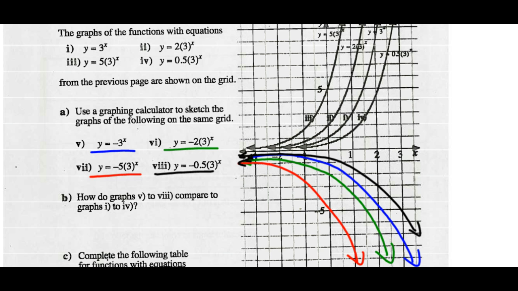So how do the graphs of 5 through 8 compare to the graphs of 1 through 4? Well, quite simply, they're reflections in the x-axis. Right, every one of those graphs just got reflected in the x-axis.